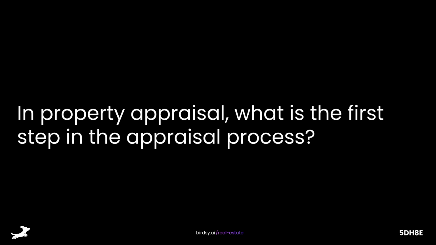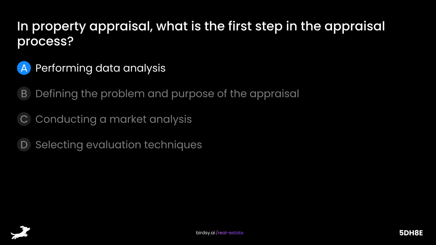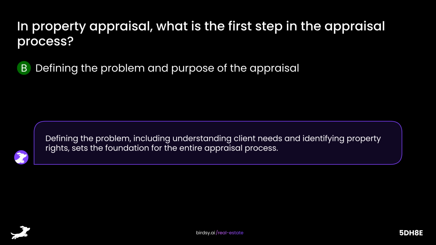In property appraisal, what is the first step in the appraisal process? Is it A, performing data analysis, B, defining the problem and purpose of the appraisal, C, conducting a market analysis, or D, selecting evaluation techniques? The answer is B, defining the problem and purpose of the appraisal. Defining the problem, including understanding client needs and identifying property rights, sets the foundation for the entire appraisal process.